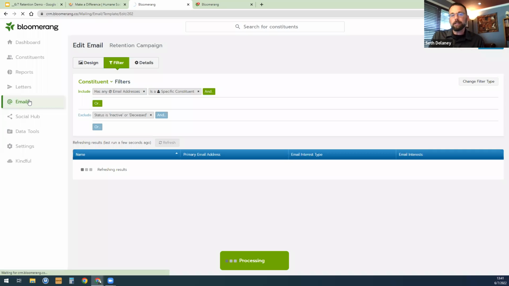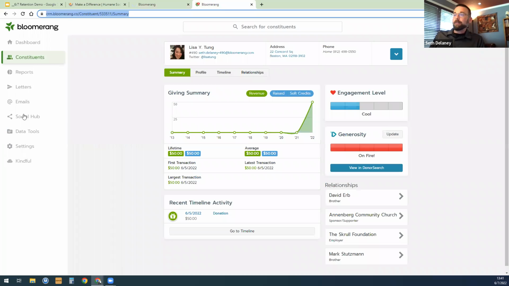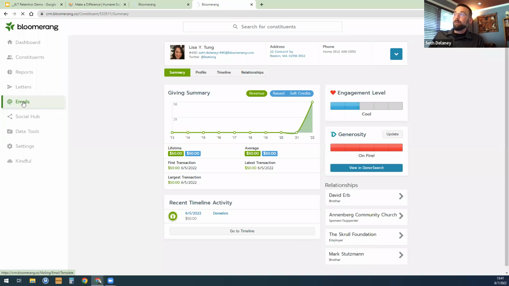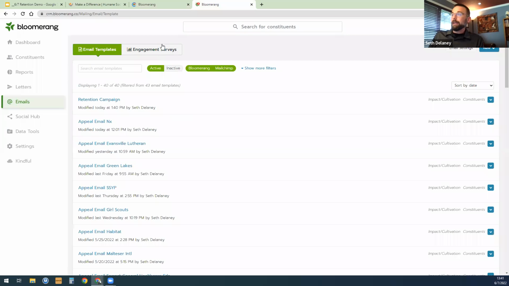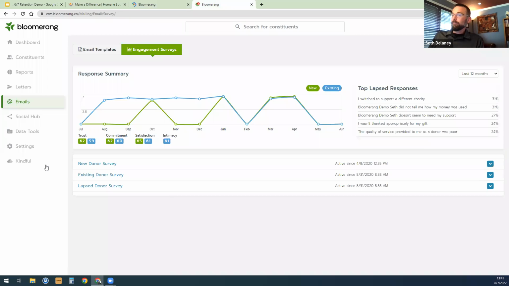The other thing that Scott showed in one of those slides was the reason why donors have lapsed. And one of the powerful pieces about this platform is the ability to query your donors over time. So there's a lapsed donor engagement survey, as well as an existing donor survey, and then we also have new donor surveys that are sent out on a scheduled basis for you. You can just literally, as Scott said, set and forget it. But these top lapsed responses are going to show you why it is that folks have lapsed.